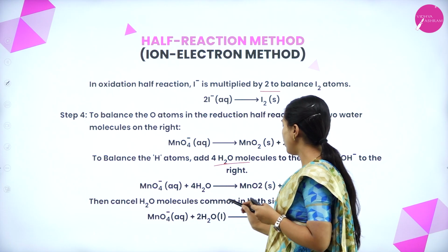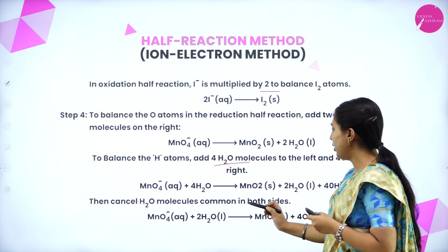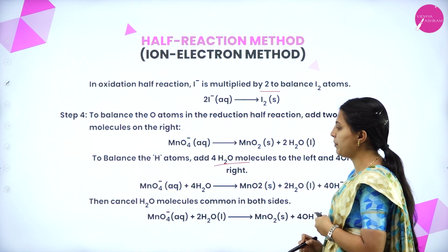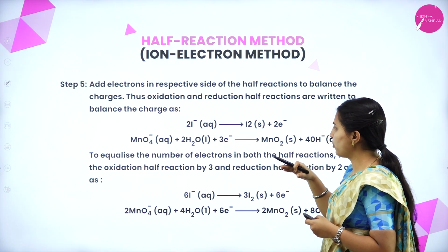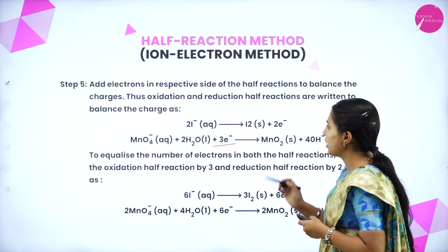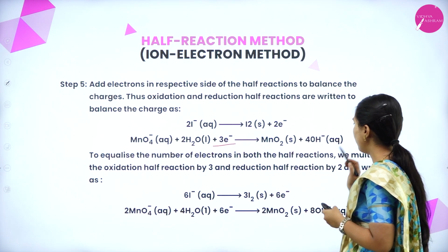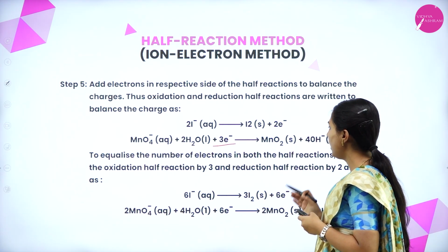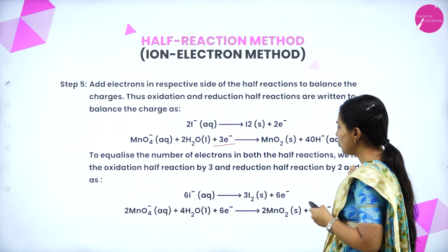To cancel H2O molecules common in both the sides, MnO2, 2H2O, Mn gives rise to MnO2 plus 4OH minus. Now electrons, we have to add here 3 electrons. To equalize the number of electrons in both the half reactions, we multiply the oxidation half reaction by 3 and the reduction half reaction by 2 and write.